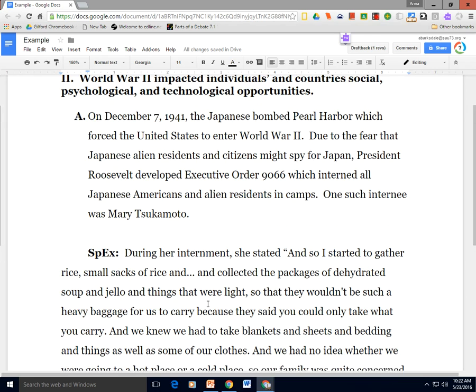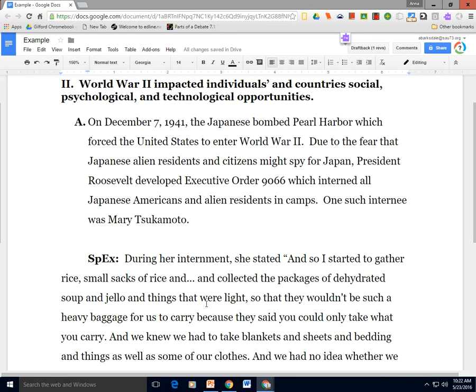But this is how you write an essay. I cannot assume that my reader, and yes, I know that I am the reader of this, but any reader should be able to pick this up. They do not know who Mary Tsukamoto was. So your A statement is not the traditional introduction of who Mary is. You actually have to introduce the event as well.